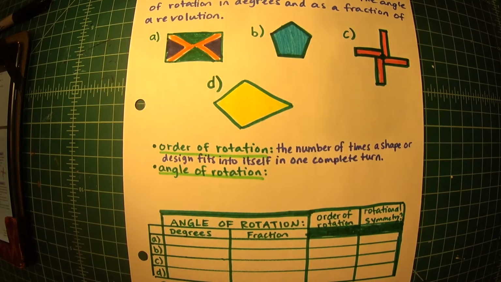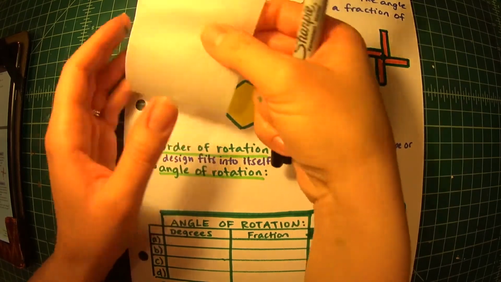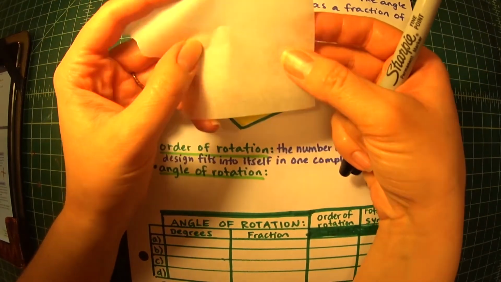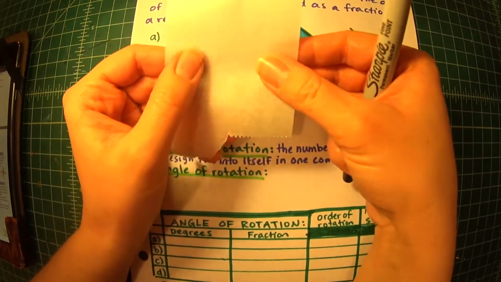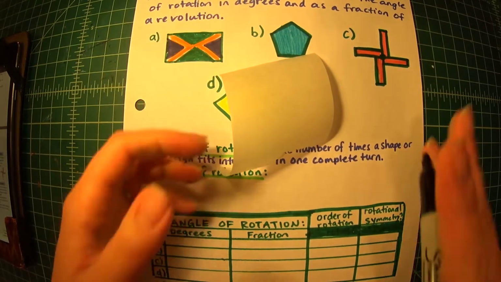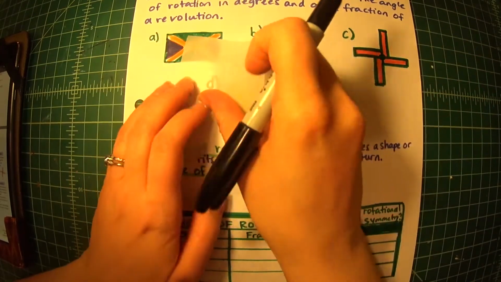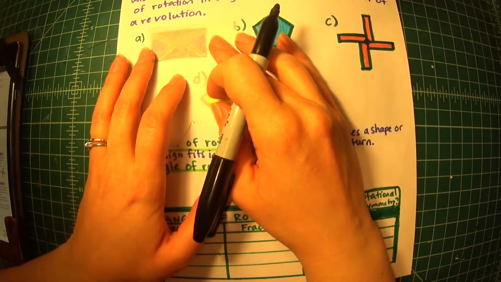So in order to determine the order of rotation of a shape or design, what you want to do is take some kind of thin paper or tracing paper, or what I'm using is actually like a parchment paper from the kitchen. Tissue paper, gift wrapping tissue paper also works really well. But even like a thin lined paper, it really does the job pretty well.